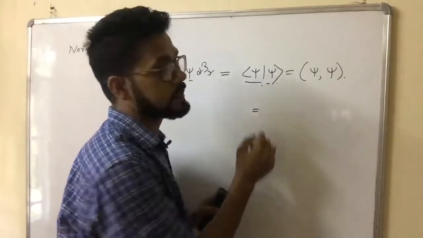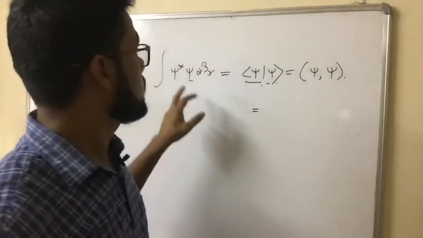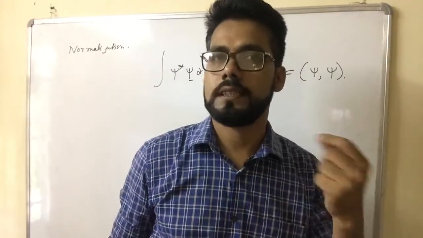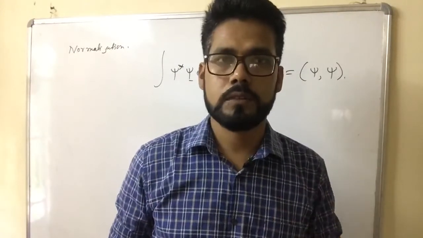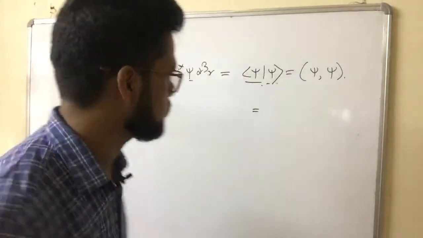The limits will be as per the problem. And it is known as a scalar product, because this will give a scalar quantity. If it is normalized, then it will be 1, and if it is not normalized, then whatever it is, it will still give a scalar quantity. Okay.